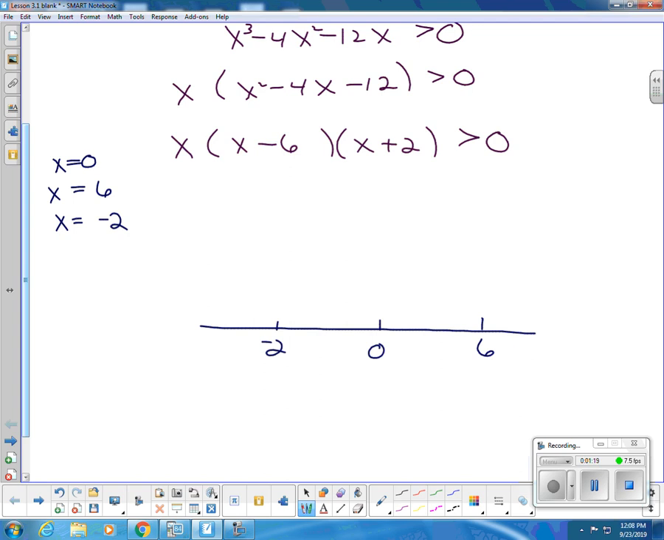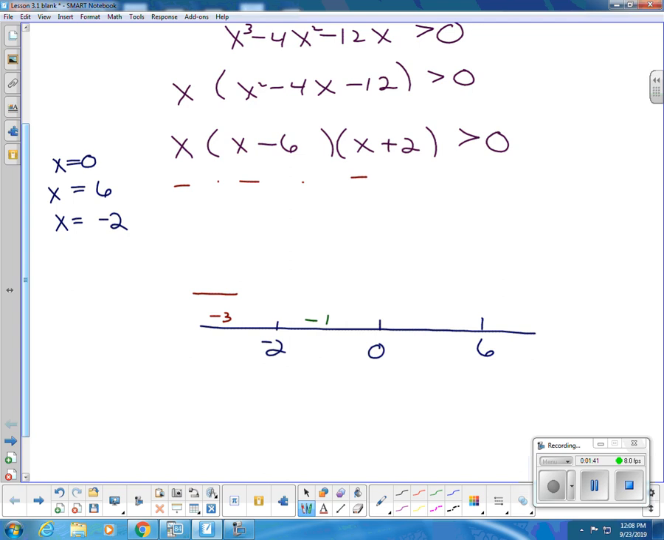And now we are going to test points. Okay? So let's put -3 in. -3 out front. -3 minus 6 is -9. -3 plus 2 is -1. I have 3 negatives multiplying, so that is a negative region.